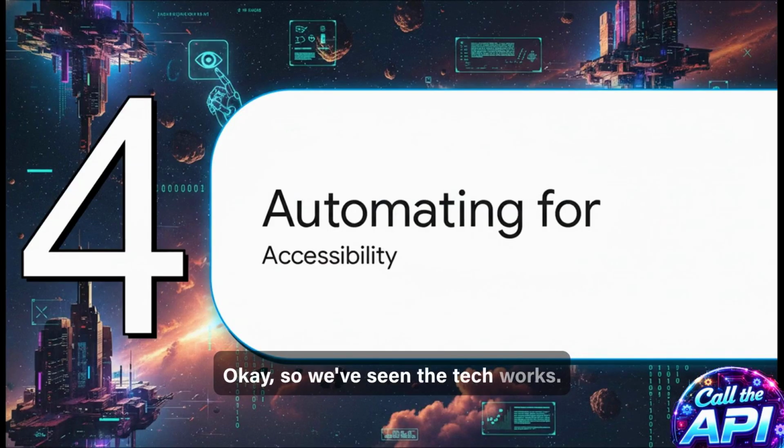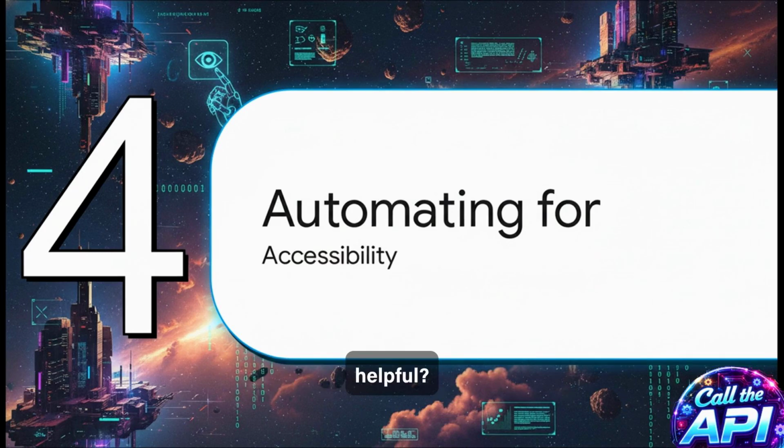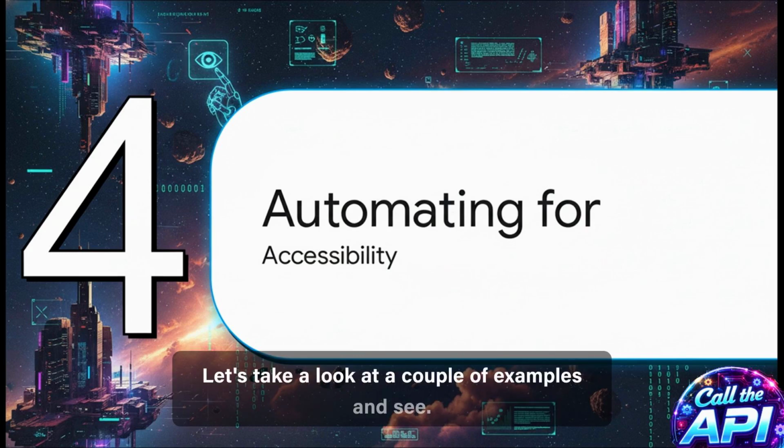Okay, so we've seen the tech works. It's fast, it's automated. But here's the million-dollar question. Is the result actually any good? I mean, does the AI write a description that's actually helpful? Let's take a look at a couple of examples and see.